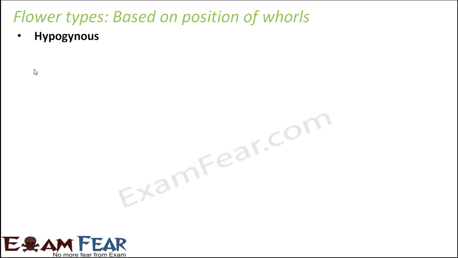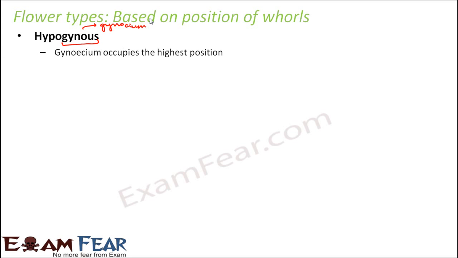Hypo means less, right? Hyper and hypo are the 2 terms. Hyper means more, hypo means less. Gynous is something related to the gynoecium, right? So this means that gynoecium occupies the highest position. So hypo means less. That means everything else is less than gynoecium. Hypogynous. So less gynoecium. So all other whorls are less than gynoecium. So gynoecium will occupy the highest position.